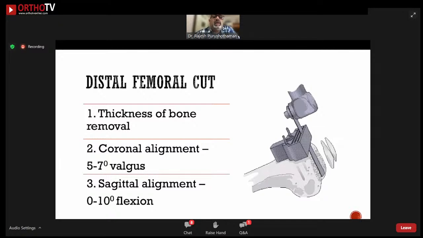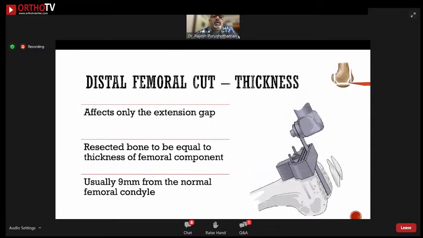Distal femoral cut determines the thickness of bone removal. It also determines the coronal alignment of the prosthetic knee, and it will also determine the sagittal alignment. The distal femoral cut affects the thickness, and it affects only the extension gap. And the principle is, whatever bone we resect, it should be equal to the thickness of the femoral component. Usually it will be about 9 millimeters from the normal femoral component.